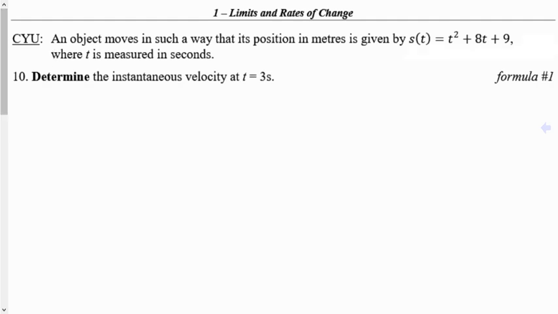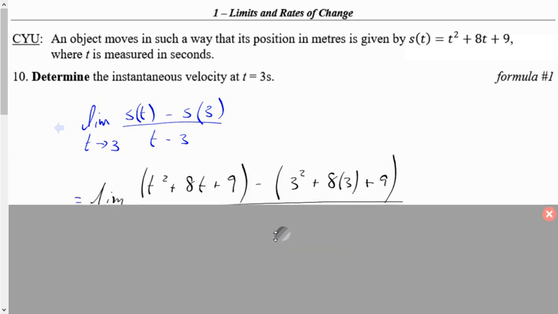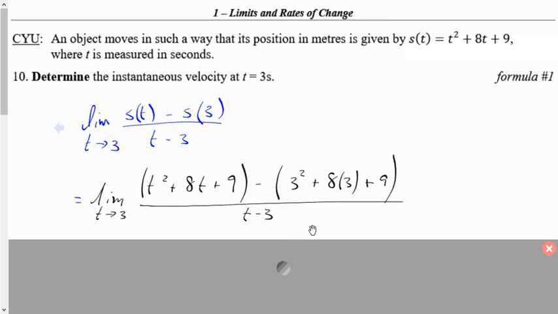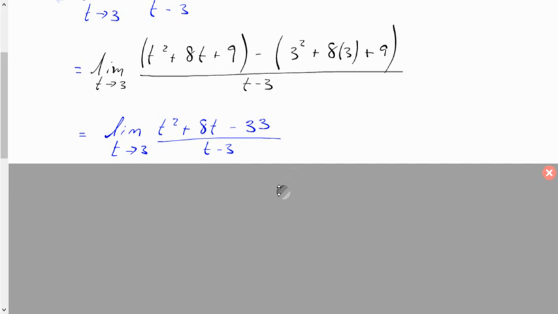Here we go with Formula 1. When t is equal to 3 seconds, I have s of t minus s of 3 all over t minus 3. I can substitute in the numerator into the formula that we have and do some simplifying. When I simplify down, I get t squared plus 8t minus 33. Again, I'm looking for a common factor of t minus 3, so I'm expecting that this is going to have a t minus 3. I can use that factor to make it easy to find the next one.